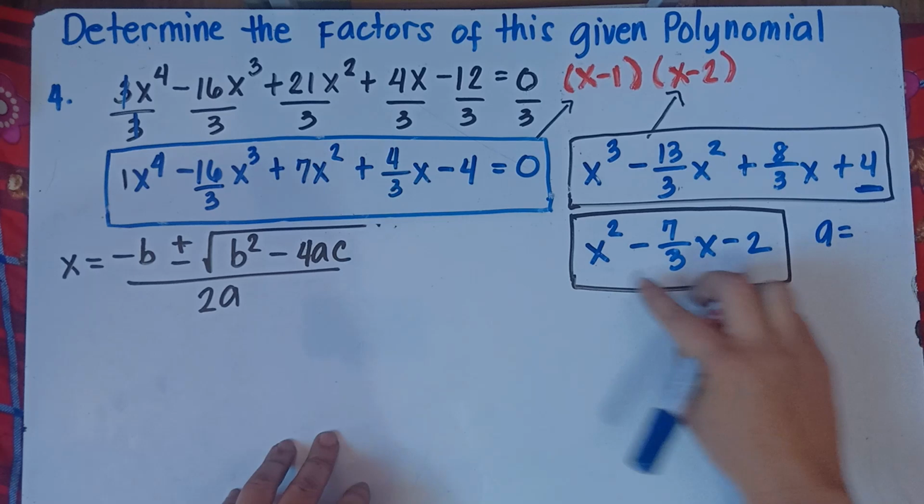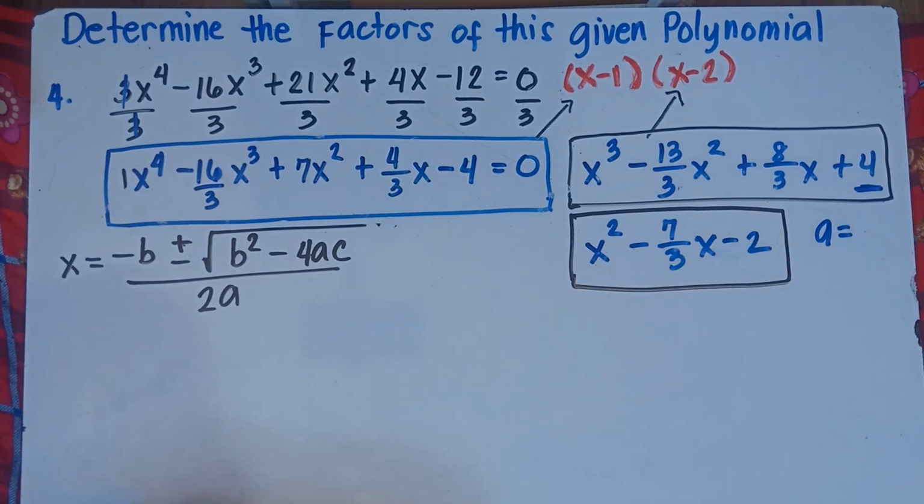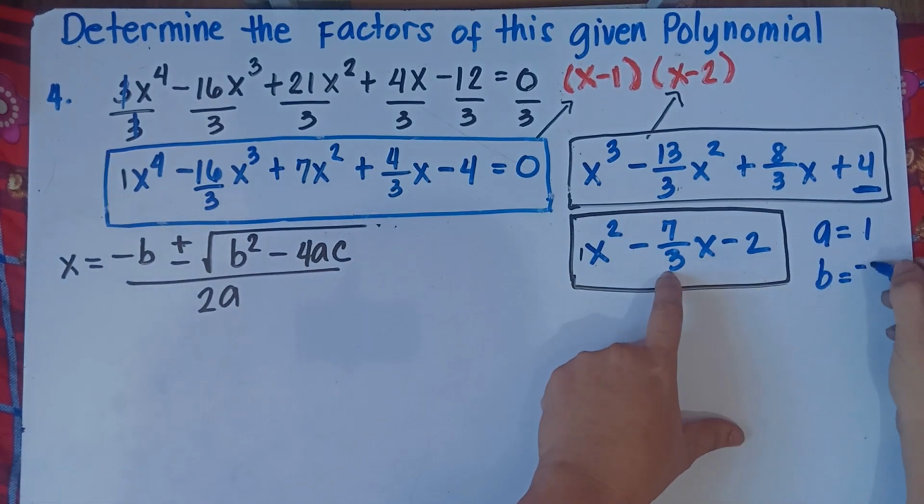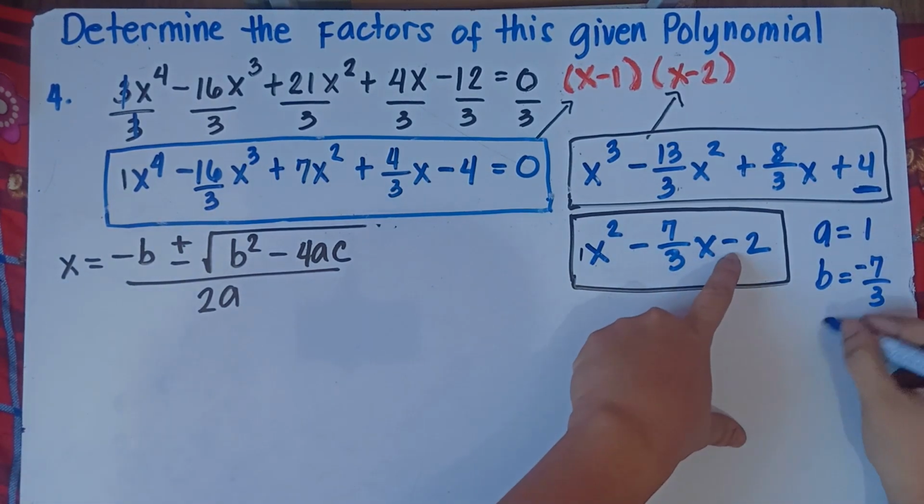And our a in this equation, class, beside x squared, understood that there's a 1 here. So our a is 1. Our b is beside x, negative 7 over 3, and our c is negative 2.